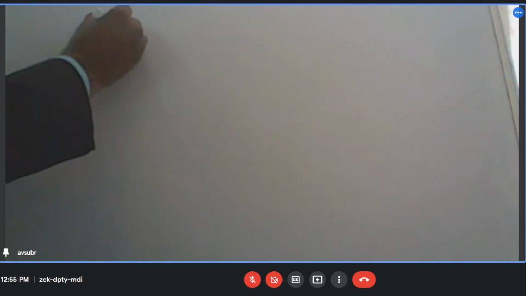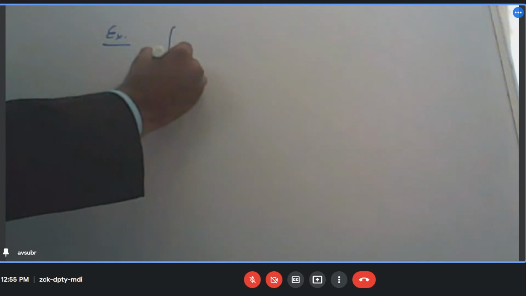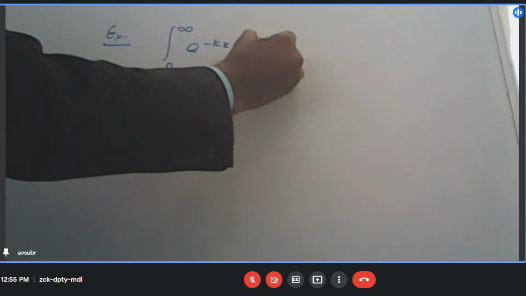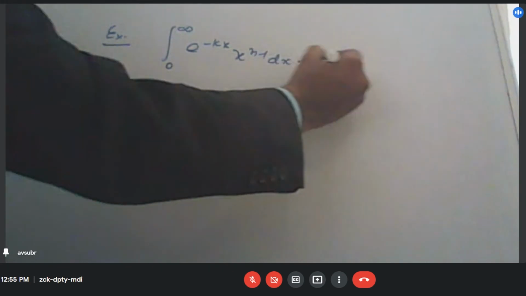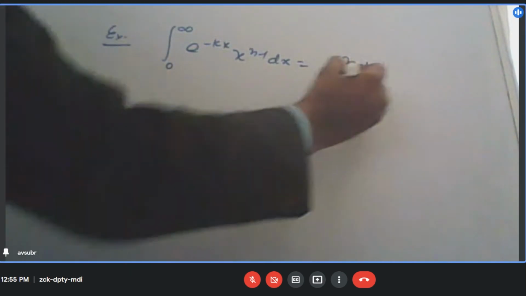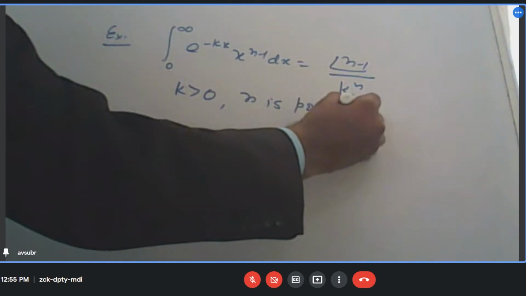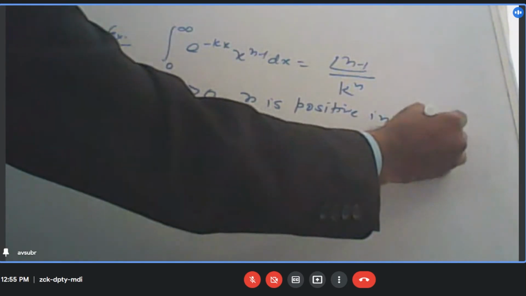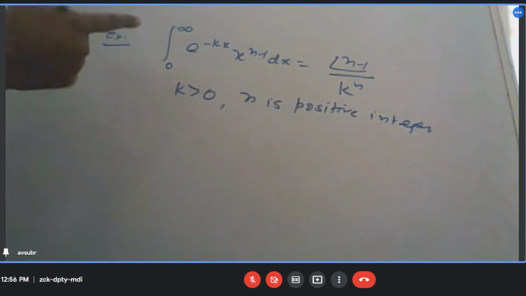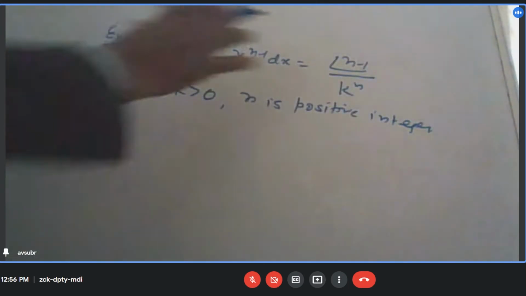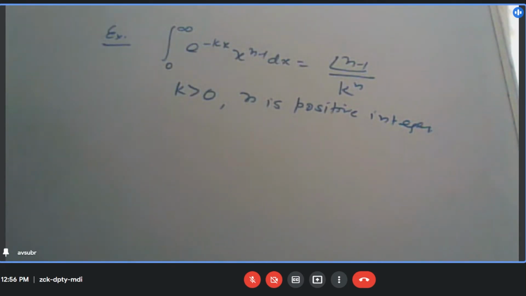All right. So the next example is that we have to prove that the integral from 0 to infinity of e to the power minus kx times x to the power n minus 1 dx is equal to factorial n minus 1 by k to the power n, where k is positive and n is a positive integer. Under these conditions, this integral is equal to this. This is what we have to prove. So shall we prove it?